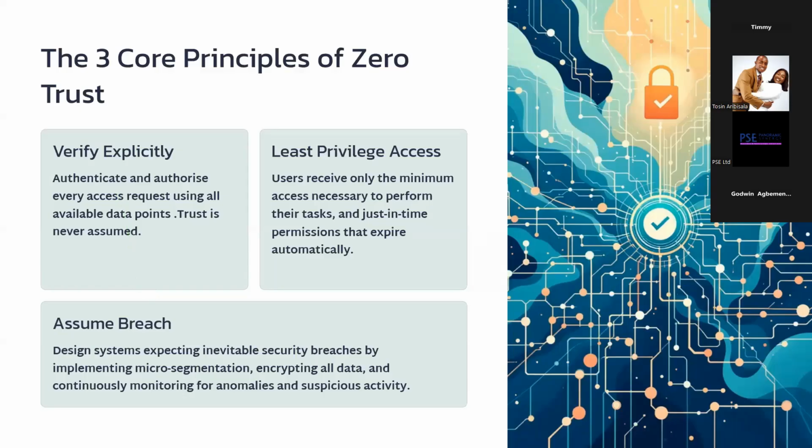And with least privilege access, this is where we grant users access based on a particular reason. Users receive only the minimum access necessary to perform their tasks. So it depends on the task you have.